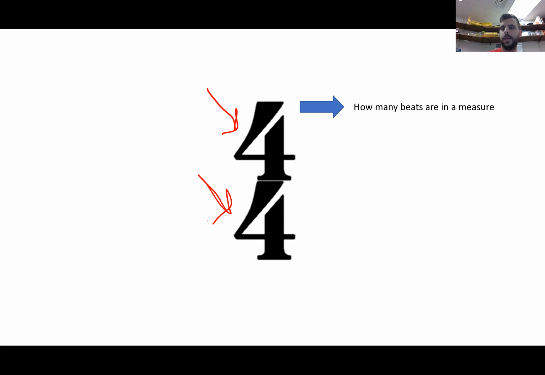Let me move my face out of here for you. There we go. Tells us how many beats are in a measure. And then the bottom number is going to tell us what type of note gets the beat. Now, this is where a lot of sixth graders get confused because what exactly do we mean by that, and how do we define what note equals what number?